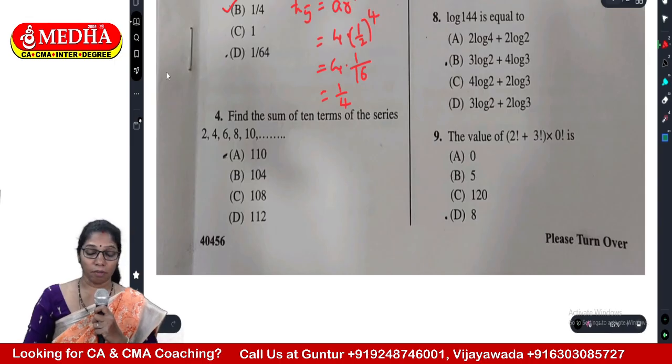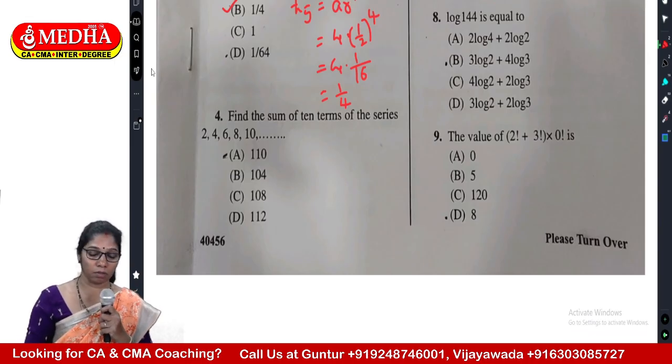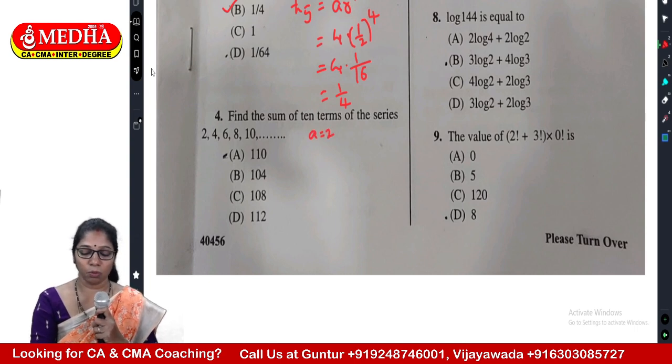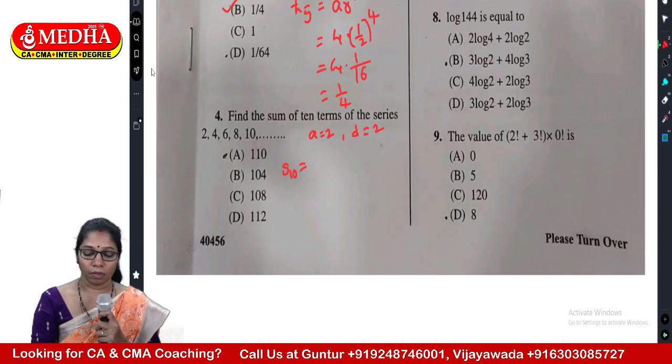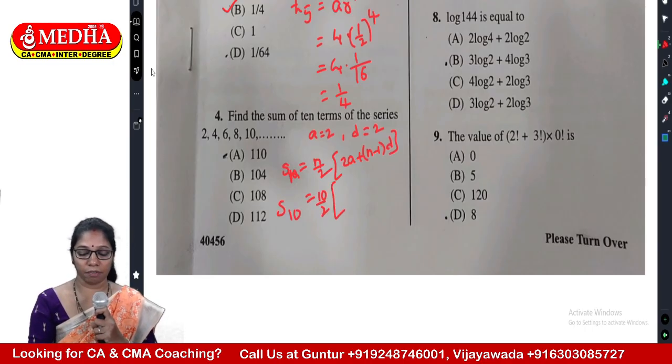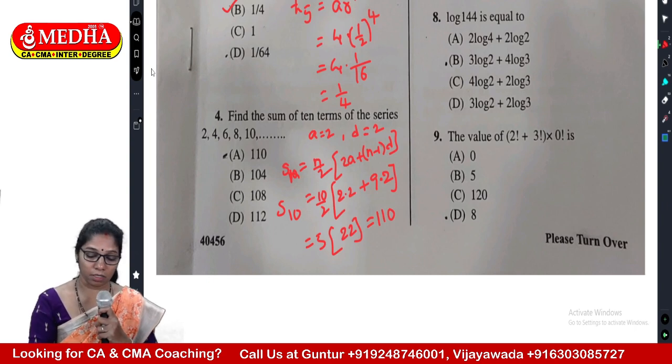Next, question number 4. Find the sum of 10 terms of the series. The given series is in arithmetic progression, as the common difference is the same. So the first term is 2 and the common difference is 2. Then Sn is nothing but n by 2 of 2a plus n minus 1 into d, so S10 is 10 by 2 of 2 into 2 plus 10 minus 1, which is 9, into common difference 2. That is 5 into 4 plus 18, which is 22. 5 into 22 is 110. The sum of 10 terms of the series is 110.